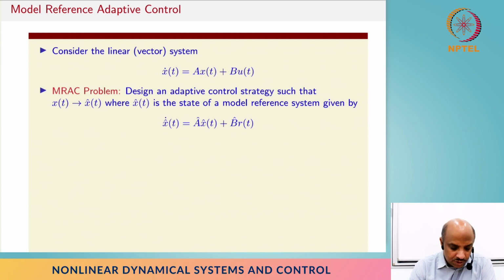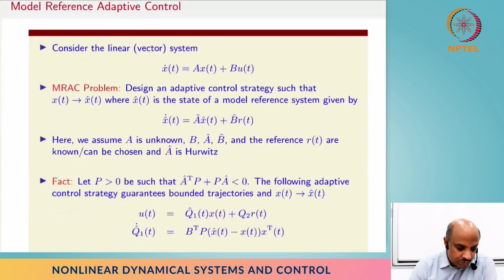Here I make an assumption that I have complete knowledge of the model reference system, and in fact I can choose it if I want to. That's the assumption I make. So here we assume A is unknown, so the matrix A is unknown. B, A hat, B hat and reference are known or can be chosen, and I'm going to choose my reference model in such a way that A hat is perfectly stable, Hurwitz, so that x hat remains bounded for any kind of reference. Because A hat is Hurwitz, basically we can find a P matrix, positive definite matrix, such that A hat transpose P plus P A hat is less than 0, right?